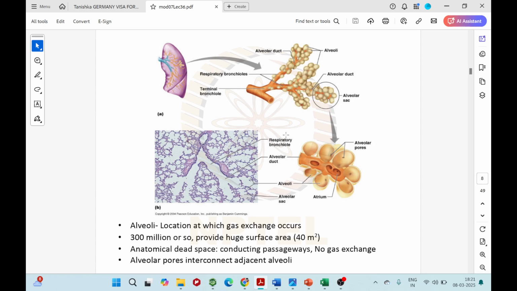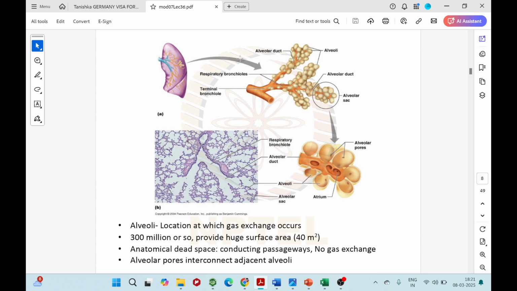Okay, so here you can see the respiratory bronchioles. The trachea enters the bronchi, and then we have the terminal bronchioles. These terminal bronchioles are further divided into the respiratory bronchioles. Okay, these are the respiratory bronchioles.